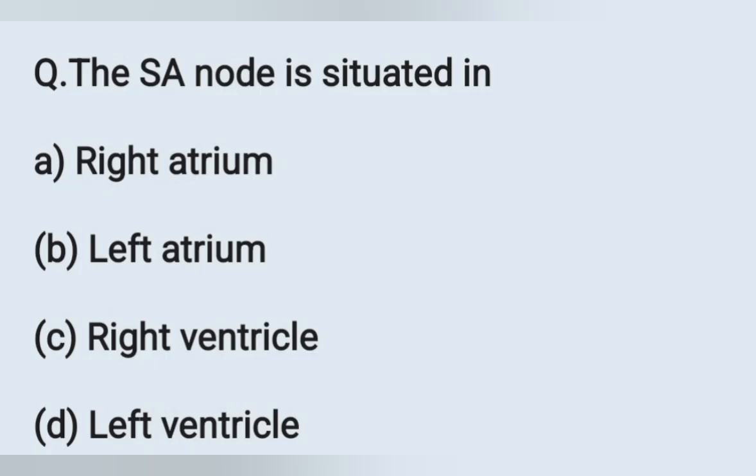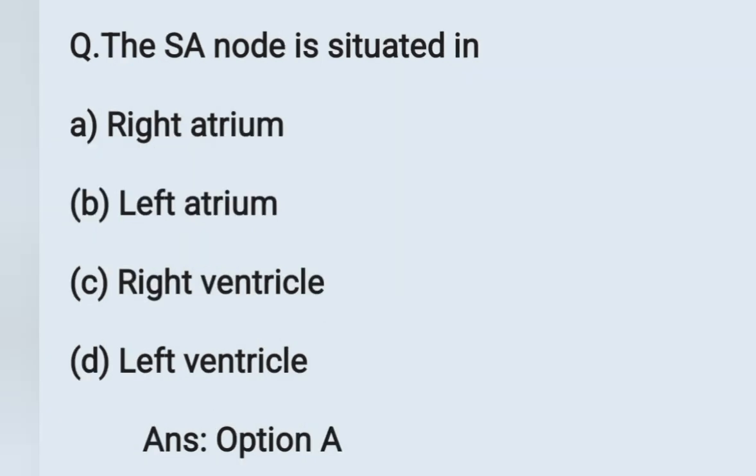And the next question is, the SA node is situated in, options. Option A, right atrium. Option B, left atrium. Option C, right ventricle. Option D, left ventricle. SA node is also known as the pacemaker of the heart. It is situated in the right atrium. Option A is the correct answer.